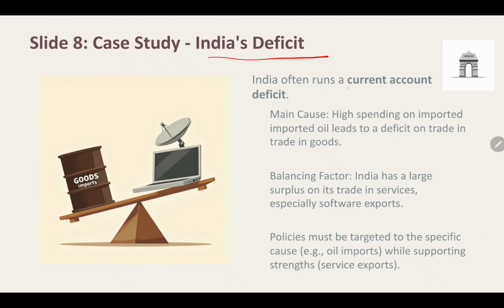India often runs a current account deficit. The main cause is high spending on the import of oil, which leads to a deficit on traded goods. But there is a balancing factor: India has a large surplus on its trade in services, especially software exports. This surplus helps balance the deficit. Policies must be targeted to specific costs like oil imports while supporting strengths like service exports.